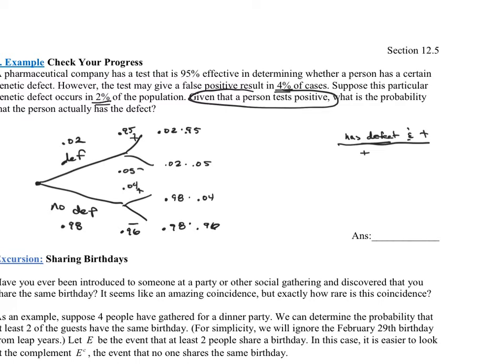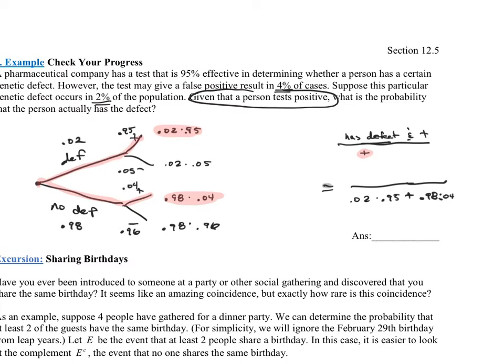But because this is a given probability, a conditional probability, I don't need to consider all four of these. I only need to consider what I want. So in the denominator, I wanted when it tested positive. So let's look at these branches. When did it test positive would be when they had the defect and positive, and when they had no defect and it tested positive. So my numbers there would be 0.02 times 0.95 is my first one, plus the rest of them, which is 0.98 times 0.04.